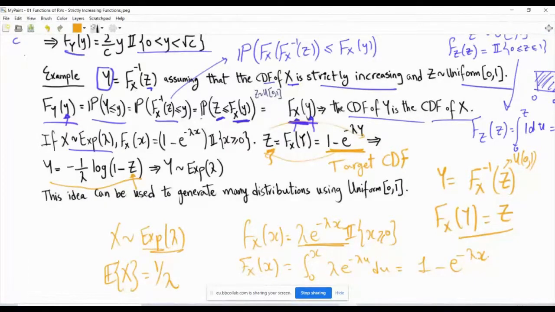Again, this is a trick that tells you that if you can build a good algorithm for generating uniform 0, 1 samples, then you can use these samples to generate exponential random variables, Gaussian random variables, and so on and so forth.